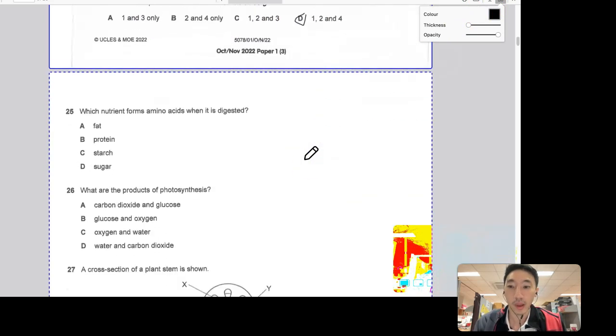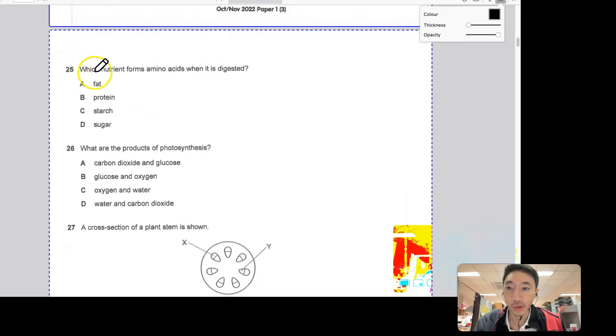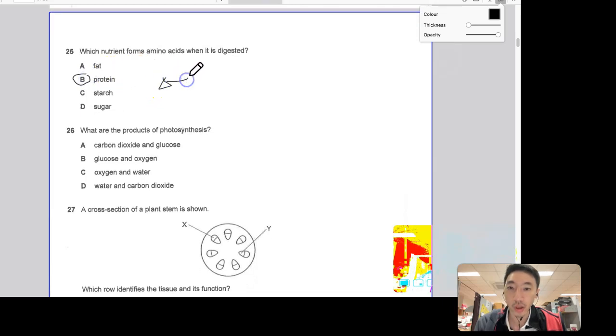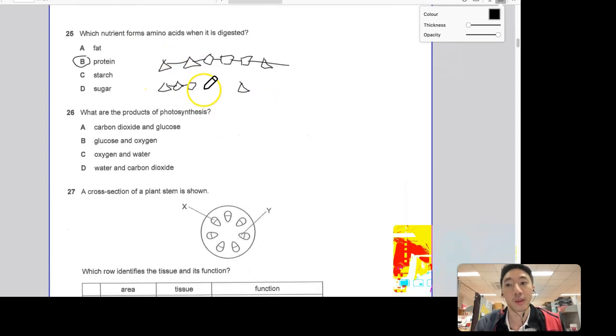Alright, now question 25. Which nutrient forms amino acid when it's digested? Of course, it's protein. So remember, protein is a long chain of things, different shapes, different types of amino acids. When it's a long chain, that's what we call a protein. If it's just a few of it, that's what it's called a polypeptide. And if it's just one of it, then it's an amino acid. So the simplest form or the basic unit of a protein is amino acid.